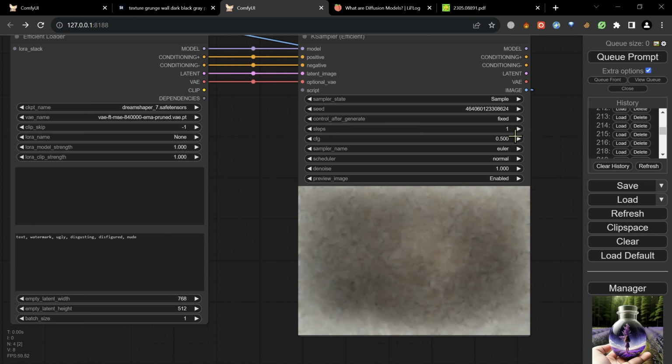What I've done here is to keep everything the same, but reduce the CFG and the steps. The steps have gone down to 1 and the CFG has gone down to 0.5. This means that we're barely paying attention to what's happening here. And the number of steps, just 1. In other words, we've barely moved on from that original gray noisy image.